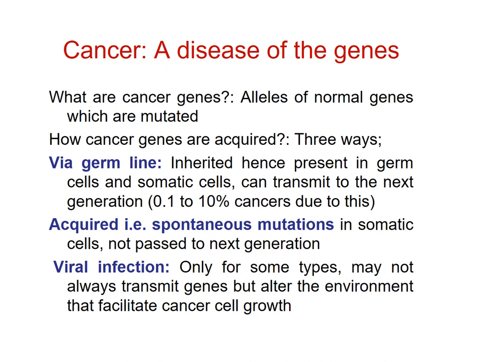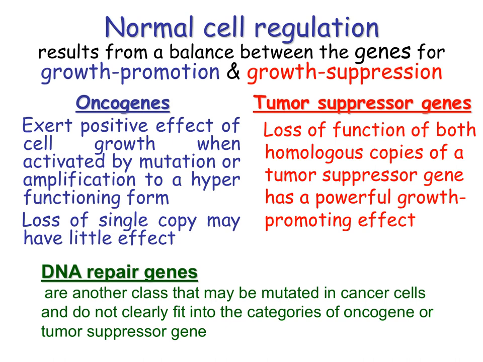And the third is viral infection. Viruses can transmit genes, and sometimes they do not play a role by transmitting the gene, but by altering the environment, which facilitates the cancer cell growth. So when cancer takes place, all the normal cell regulation or cellular homeostasis is disturbed due to the cellular machinery, molecular machinery being affected. There are three types of genes which play a role in cancer onset when they are mutated. They can be categorized as oncogenes, tumor suppressor genes, and DNA repair genes. Let us see one by one.